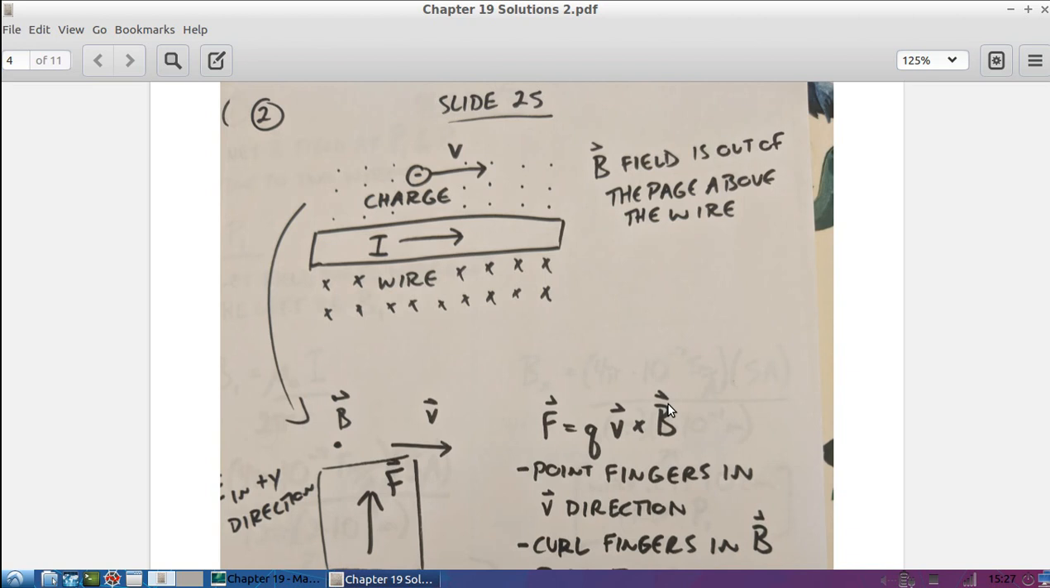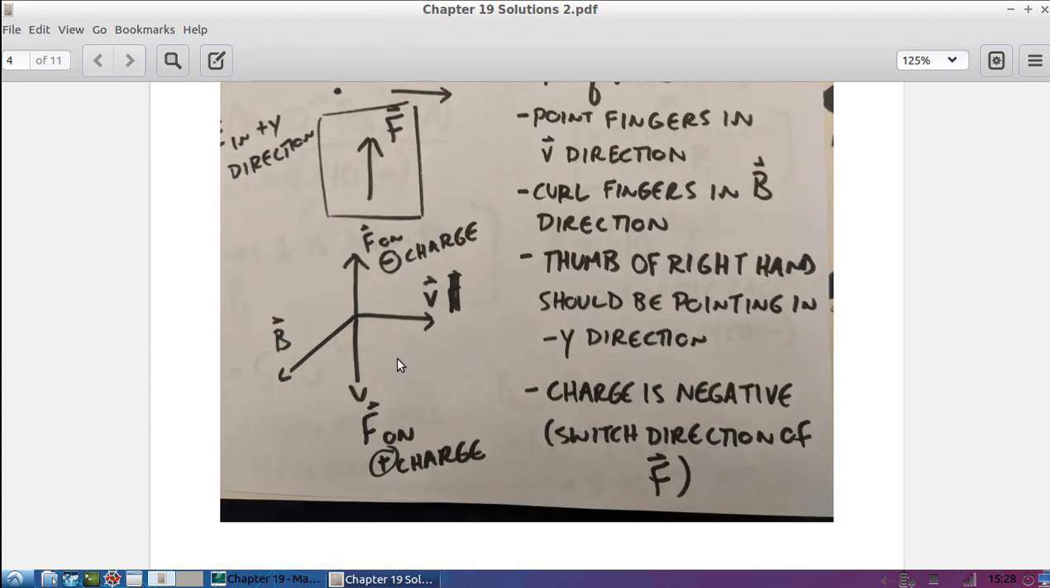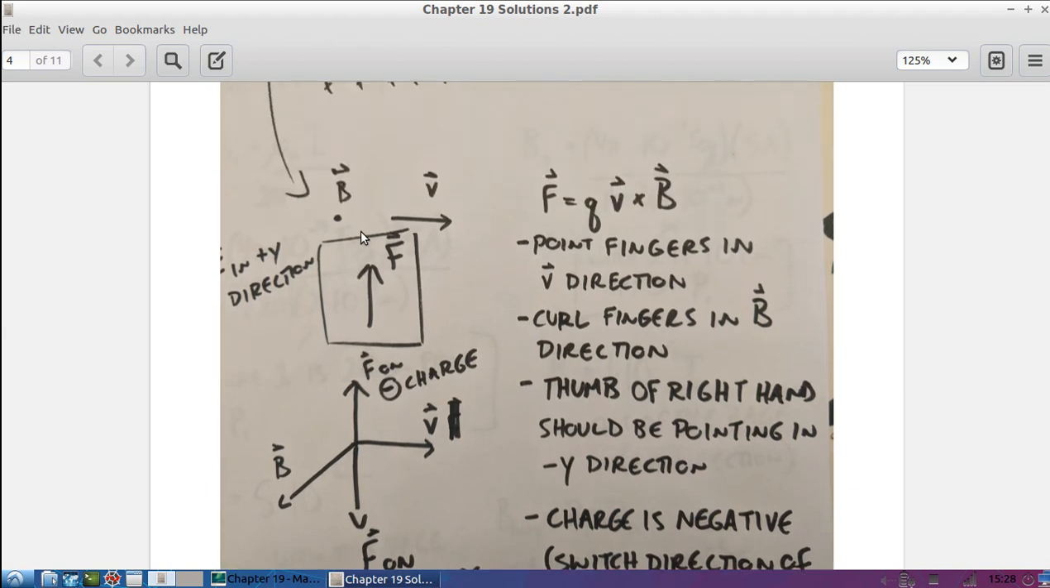I want to curl my fingers in the direction of the B field, so I'm actually curling them towards me. And my thumb is pointing down right now. So V cross B gives me a direction that's the negative Y direction. That's the direction your thumb should be pointing in right now. That would be for a positive charge. So remember, if we're dealing with a negative charge, we have to flip the direction. So you flip your thumb, give it a thumbs up, and the force on this charge is actually going to be in the positive y direction.